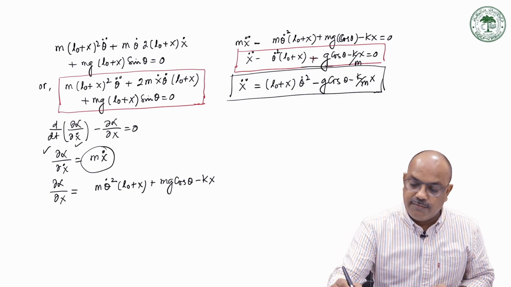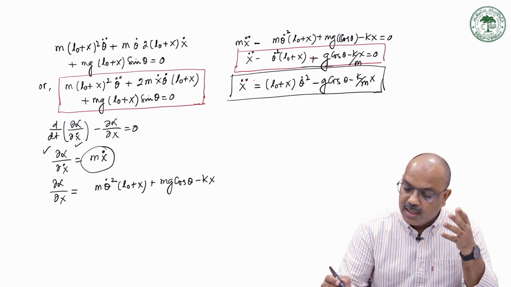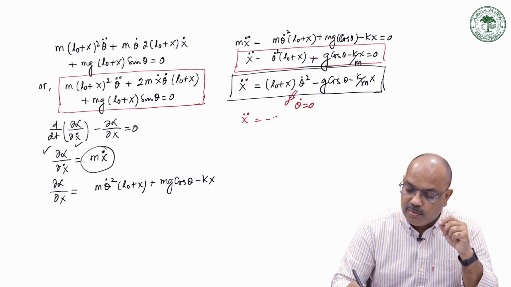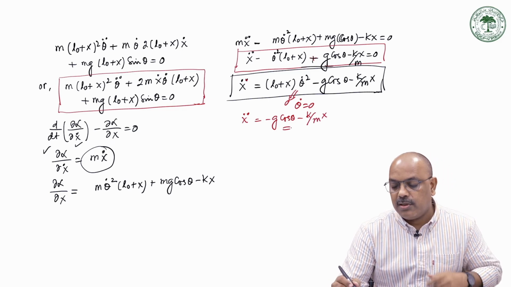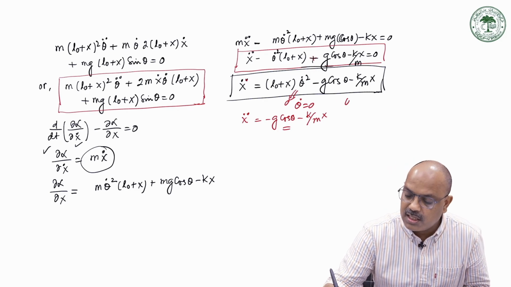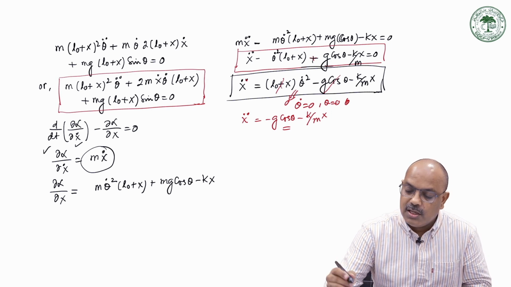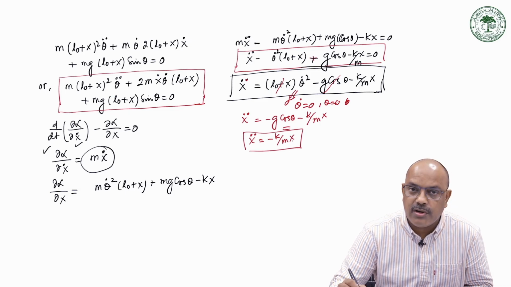Now if you put theta and theta dot equal to 0, then this part is not going to contribute. For theta dot equal to 0, your equation of motion is x double dot equal to minus g cos theta minus k by m x, and this is the simple spring, where theta is 0 and theta double dot is not there. If you cancel out these two things, then x double dot is equal to minus k by m x, that is your spring motion.